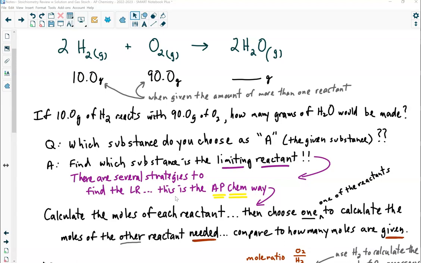The way it works is you're going to calculate the moles of each reactant. Almost every one of the strategies for determining limiting reactant starts with this step: calculate the moles of each reactant. Then you're going to choose one of the two reactants with the amounts given, and calculate the moles of the other reactant that would be needed for that amount of the first reactant. Then you're going to compare that amount of moles of the other reactant to how many moles were given. I'm going to illustrate this with an example with the same chemical reaction.